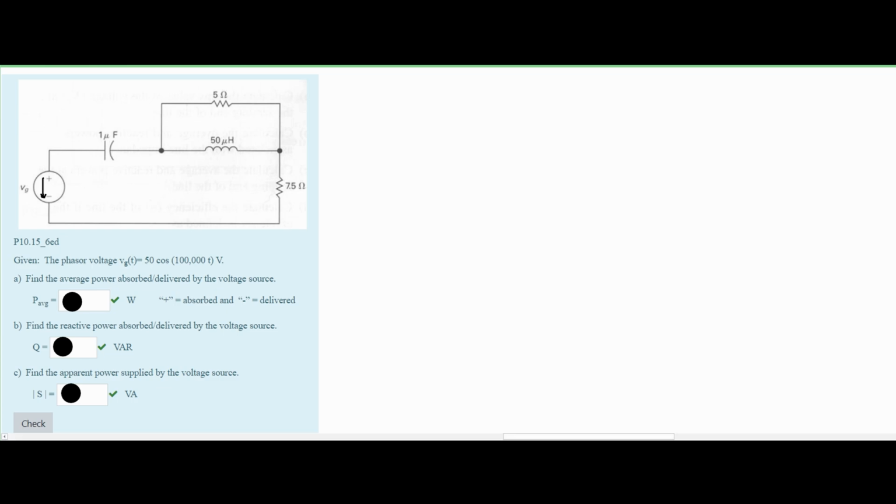Now the actual current flowing through here is going to be into the positive through the negative. So it's the opposite direction. Since it's an opposite direction, we need to have it being delivered instead of absorbed. So our answer will have a negative.